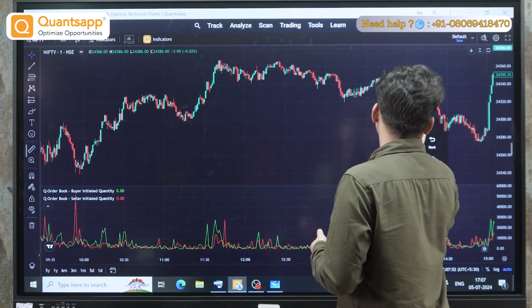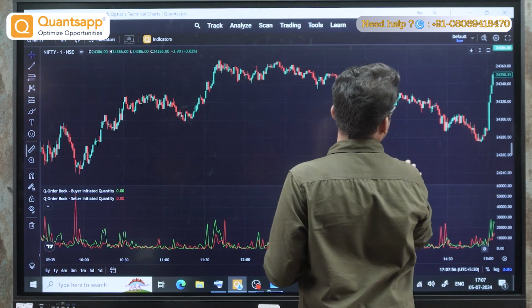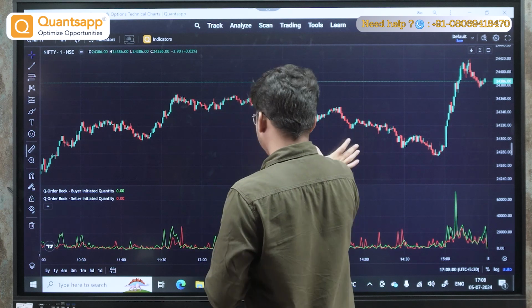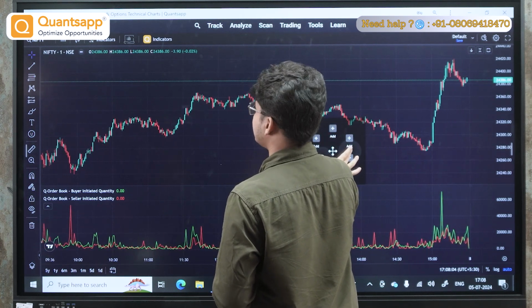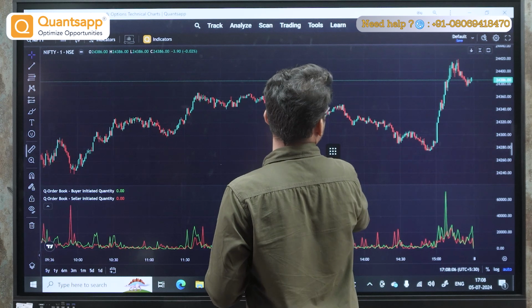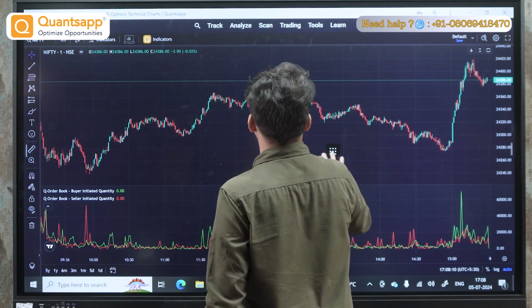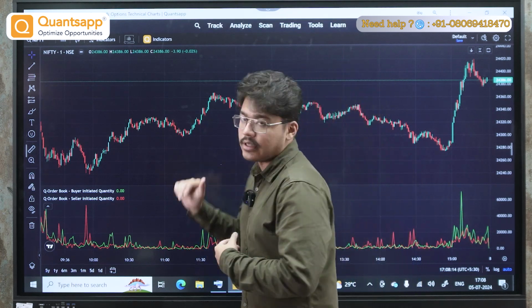Okay, so let me just get rid of this. And let me just pull it up. Okay, so this is a 1 minute chart on Nifty. Let's see. So opening and then closing. All right. So this is a 1 minute chart on Nifty which you can use here.